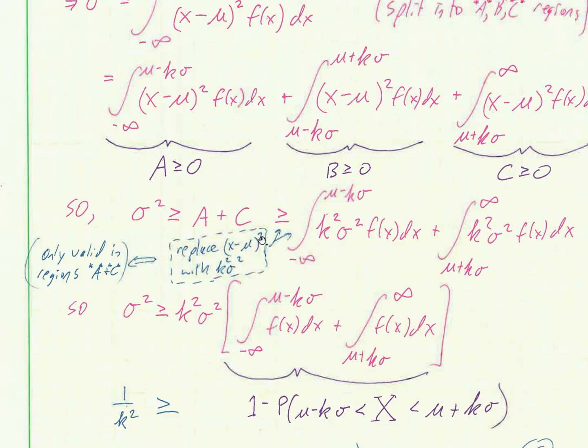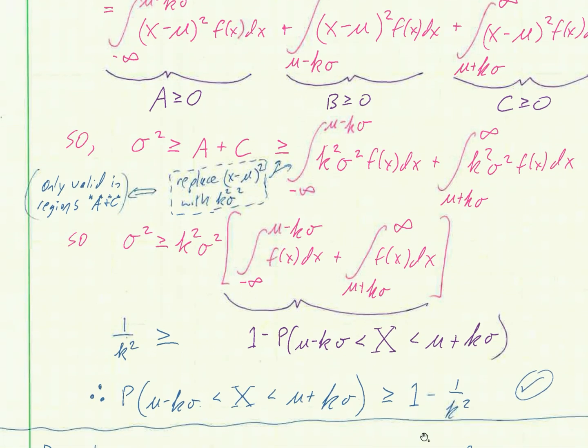We make another substitution. We replace x minus mu squared with k squared sigma squared, and that's because we're out in these outer regions where we know that's definitely true. But again, we're being more conservative. So when you apply Chebyshev's, it's really just a bound, and the actual probabilities could be more extreme than that, but you've got to be careful, right? In the center region, it's a lower bound. In the tails, it's an upper bound.